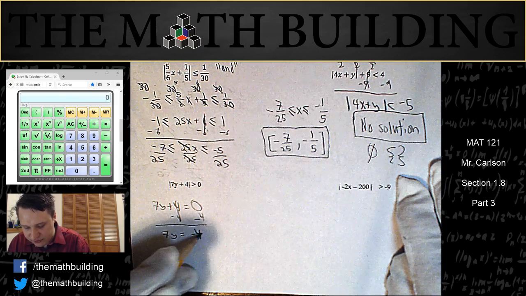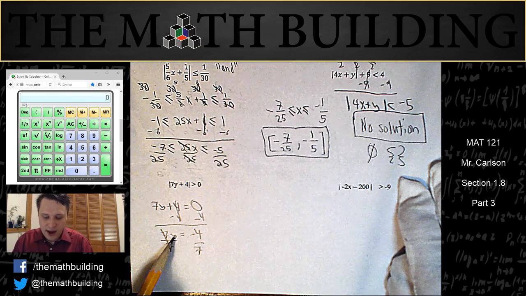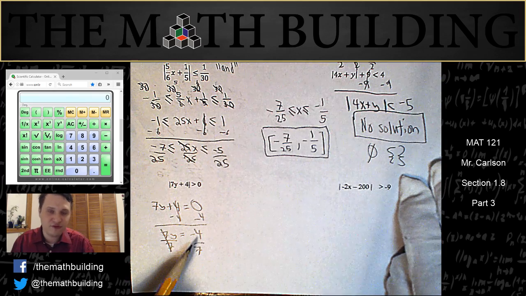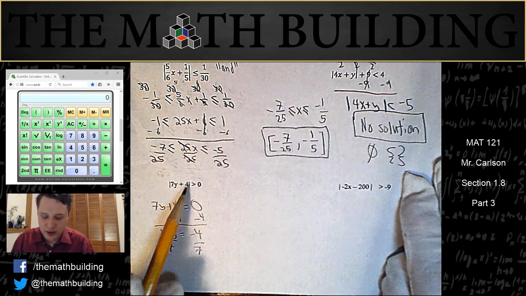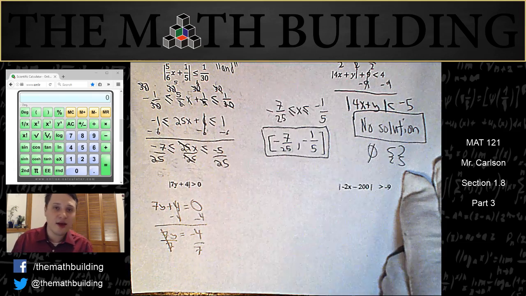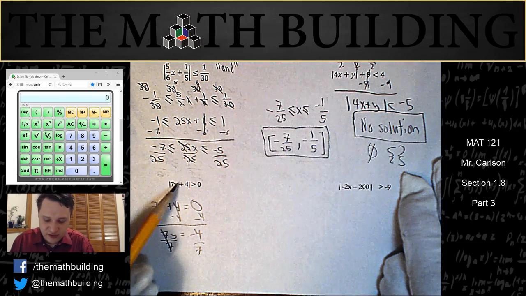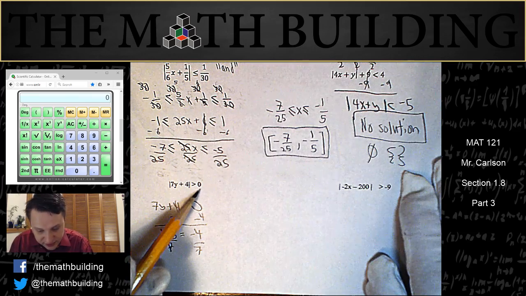7y equals negative 4, divide by 7, divide by 7. So if y is equal to this number, negative 4 over 7, then that is not a solution, because that would equal 0, and 0 is not bigger than 0. Everything else is going to work. If this is a negative number, it'll be positive and that'll work. If it's positive, obviously that's going to work.